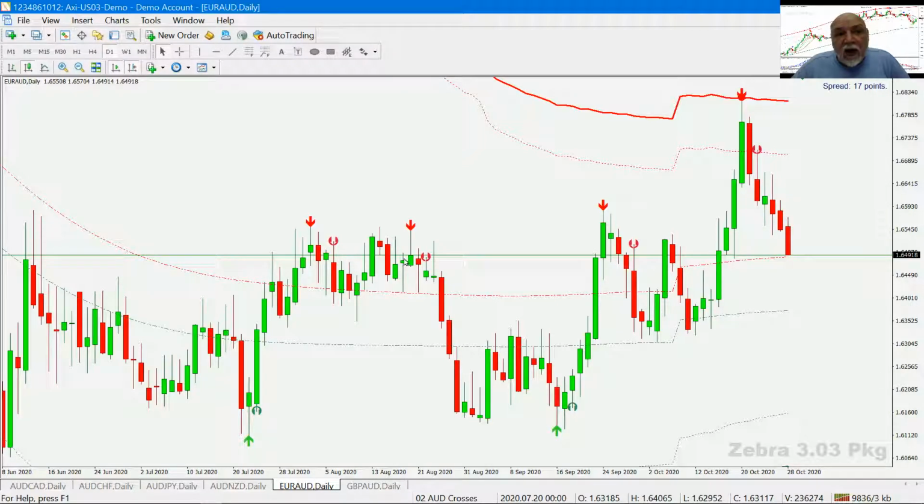You can look at all 28 pairs in less than 3 minutes, 5 minutes at the most, and see quickly what's available, what's not available. Adjust your position sizes so that you stay within your risk tolerance and take those bigger trades. Sit back, relax, and let it work.